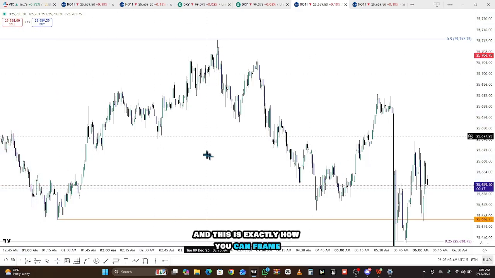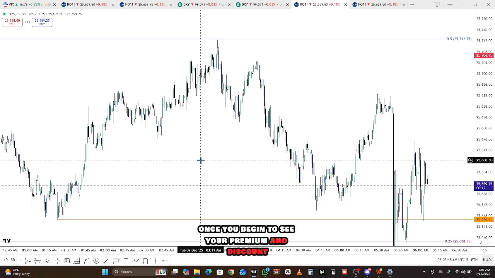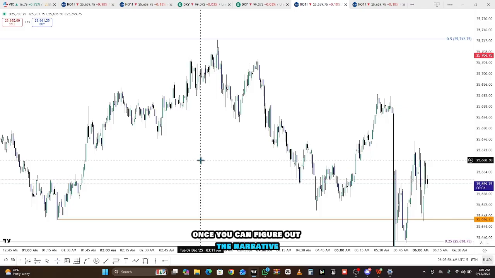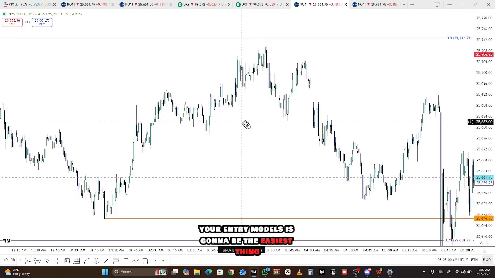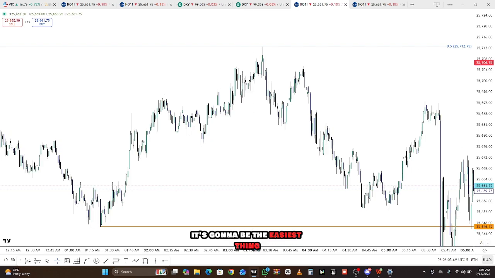And this is exactly how you can frame your premium and discount. Once you begin to see your premium and discount like this, spend so much time looking at the premium and discount, and you begin to see the narrative. Once you can figure out the narrative, your entry model is going to be the easiest thing. It's going to be the easiest thing.